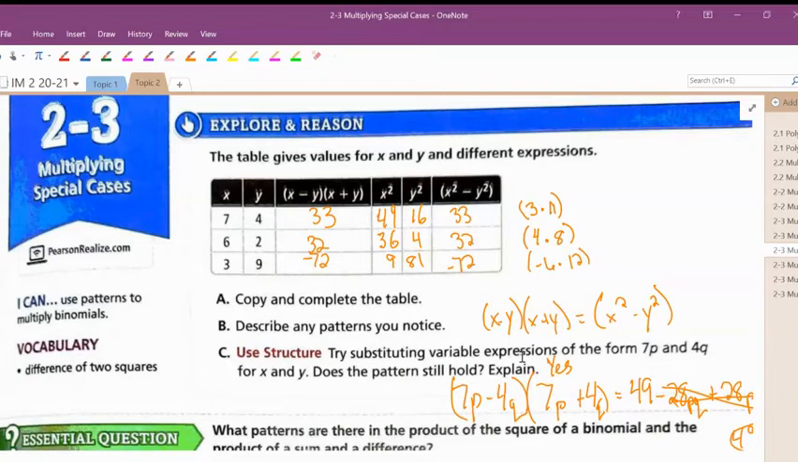All right, let's talk about 2-3 multiplying special cases. If we look over on the left here, I can use patterns to multiply binomials. We're going to get some shortcuts here. Basically, that's what that's saying.